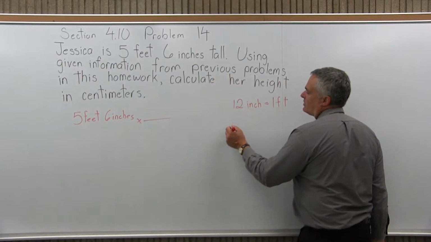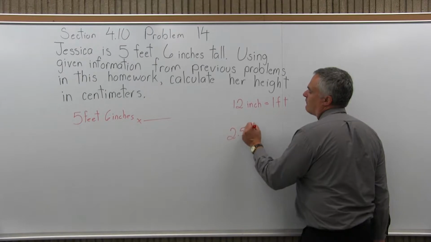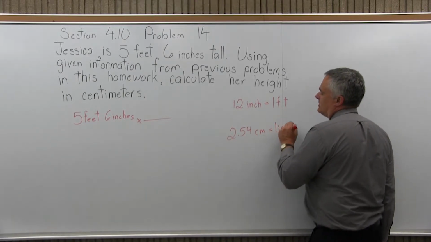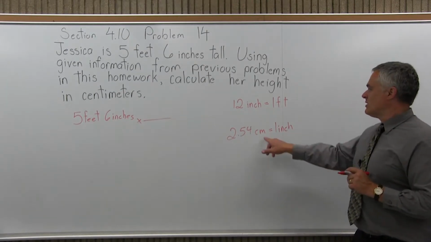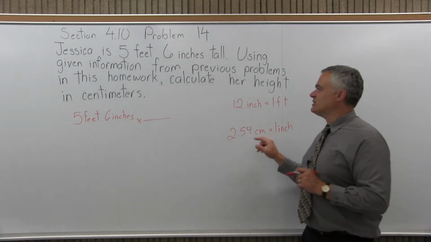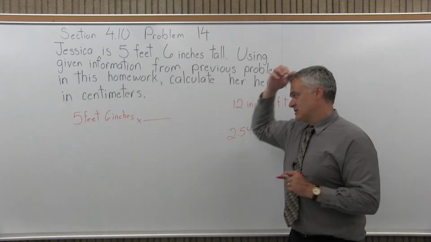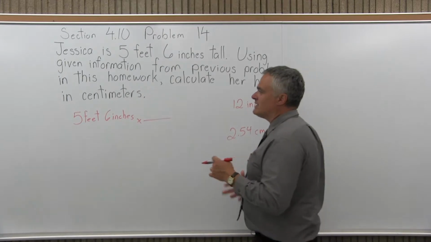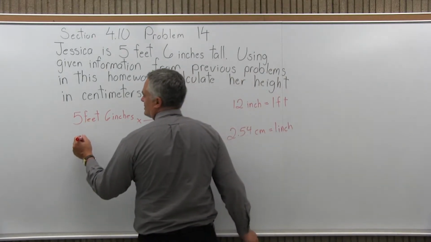So what I'd like to do, I want to have it all in inches because from problem 13, I know that 2.54 centimeters equals 1 inch. So I kind of have to work with what I know. The previous problem gave me a centimeter inch conversion, so I'd like all of that to be in inches. So 6 inches is already in inches. The 5 feet is not. Let's make 5 feet into inches.